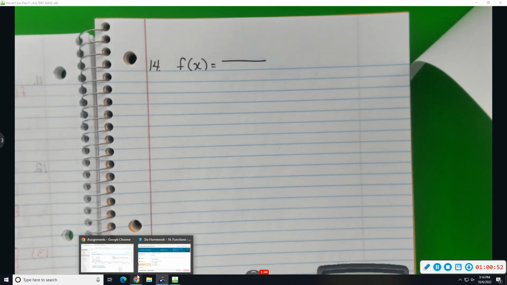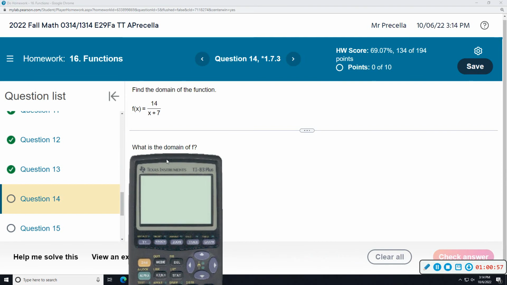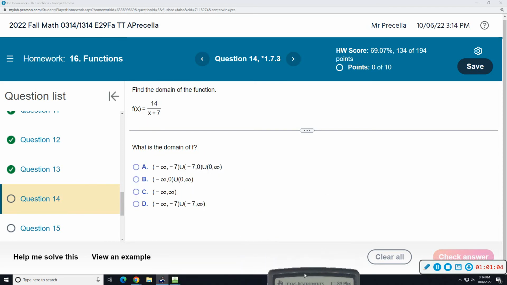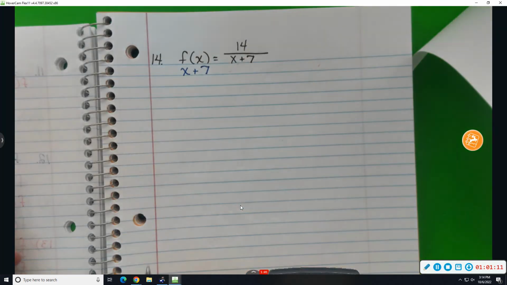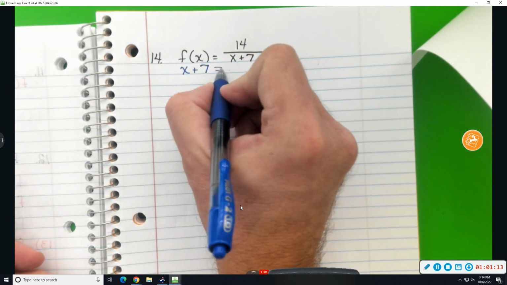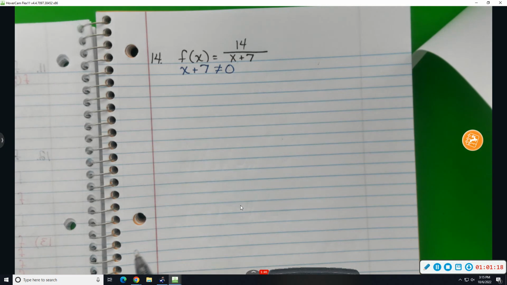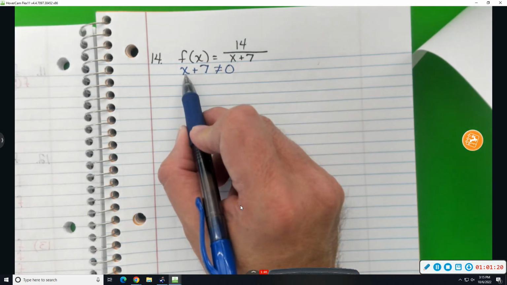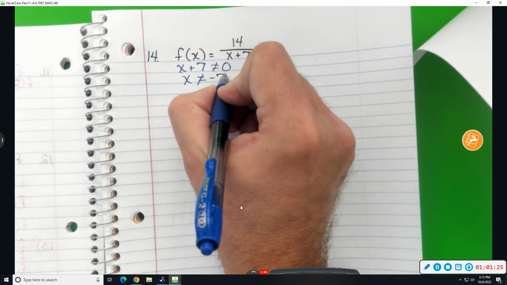Okay, so here's number 14. Oh, and I'm covering up these. 14 over x plus 7. Do you remember how we found the denominator cut points here? We'd say we can't have a denominator of 0, so x plus 7 can't be 0. This is like DCP stuff when we were doing the cut point method. What's the one number x can't be? -7. It can't be -7.